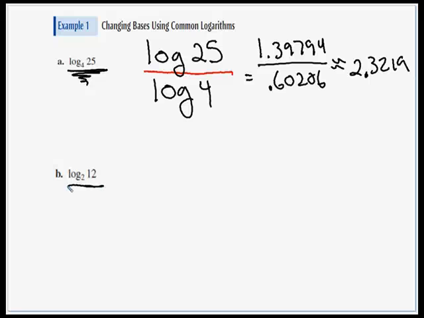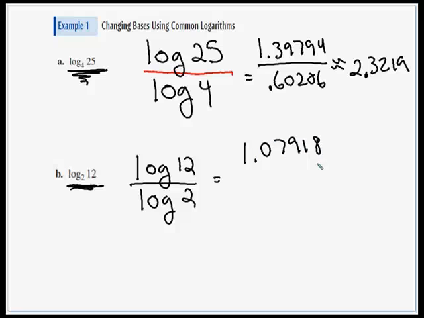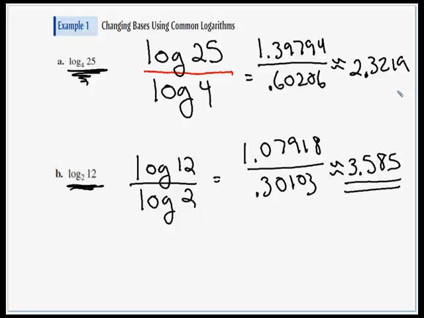And let's do that same common log change with log base 2 of 12. Well, that's going to be the log of 12 divided by the log of 2. And we punch those in the calculator and get 1.07918 for the log of 12. And the log of 2 is 0.30103. And we divide those decimals and we round off and get approximately 3.585. So there we took a log of any base and converted it to common logs, divided, and got our answer.